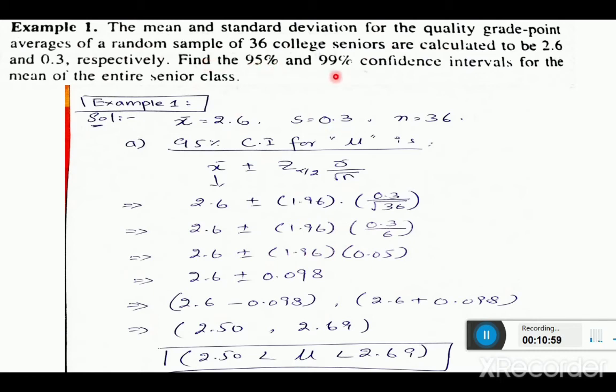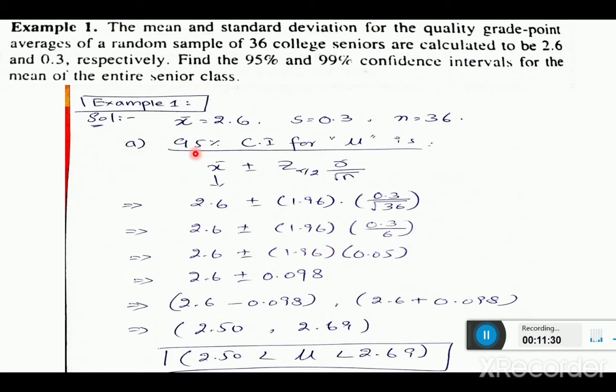99% confidence. First, calculate the 95% confidence interval. Number A, the first heading is the 95% confidence interval for mu. First write the formula: x bar plus minus z alpha by 2 sigma over under the root n. Here x bar is 2.6, so put 2.6 plus minus z alpha by 2.